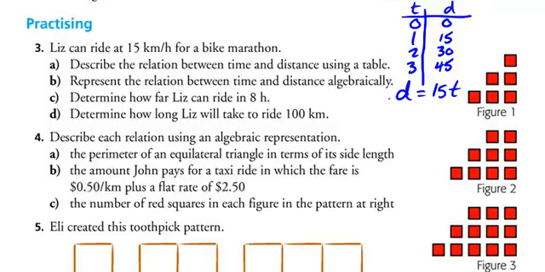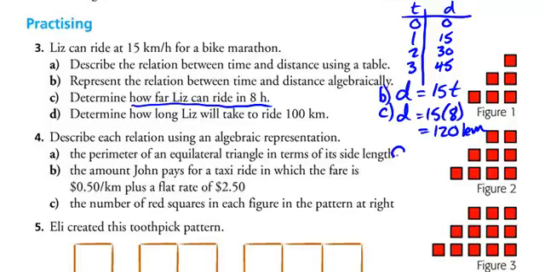So part C, this was part B, part C says, how far can Liz ride in 8 hours? Well, the distance is 15 times 8. So 15 times 8 is 10 times 8 is 80, 5 times 8 is 40, so 15 times 8 is 80 plus 40, or 120 kilometers. And finally, how long will Liz take to ride 100 kilometers?